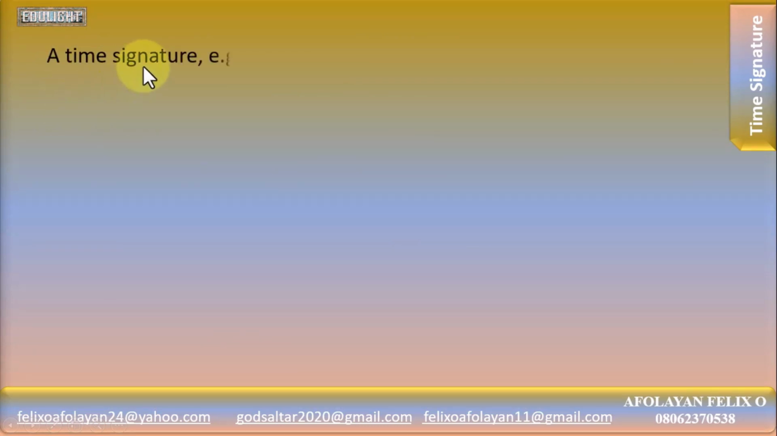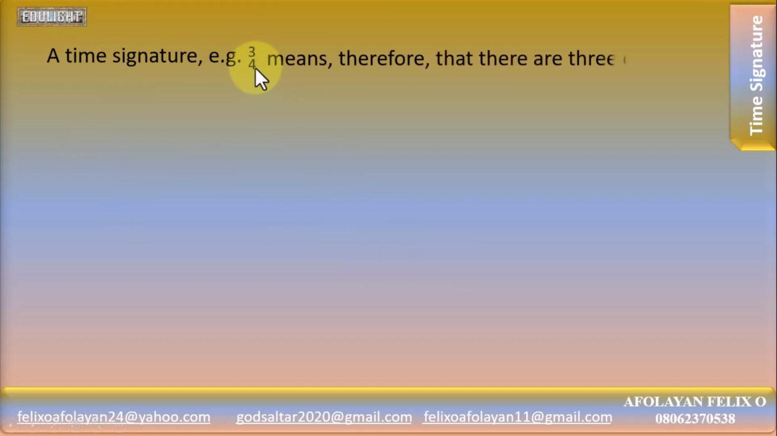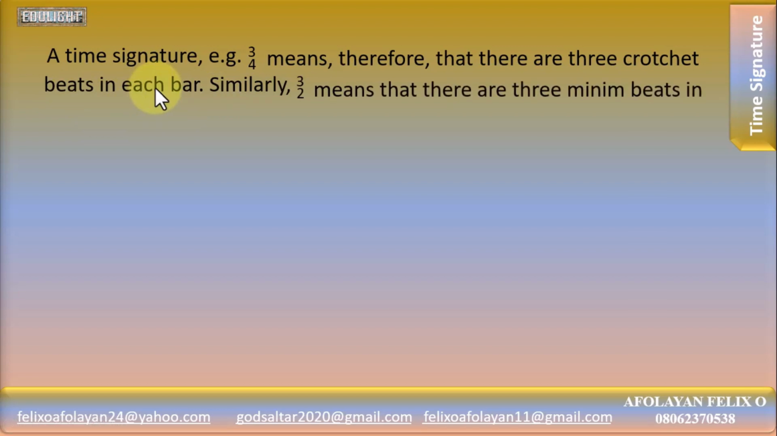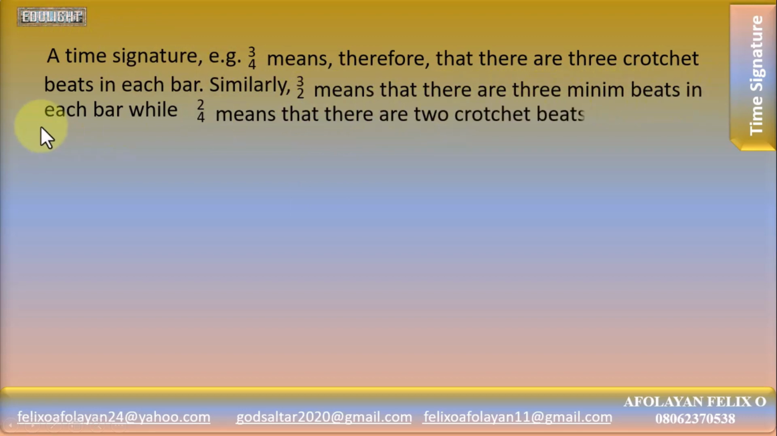A time signature, e.g., 3 crotchet beats in a bar, means, therefore, that there are 3 crotchet beats in each bar. In that piece of music, the time signature is not changing. It's going to be 3 crotchet beats in each bar for that piece of music. Similarly, 3 minim beats means that there are 3 minim beats in each bar.